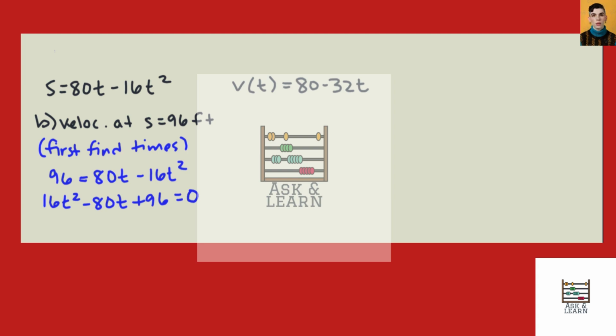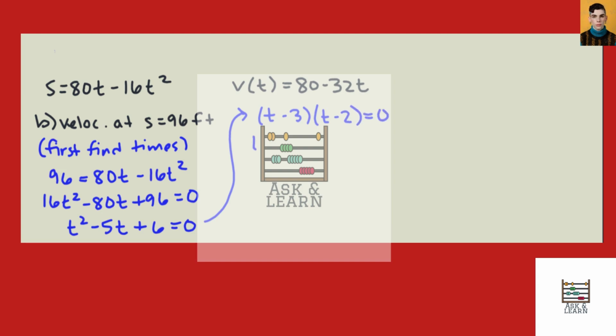And then the whole equation is divisible by 16. So we have t squared minus 5t plus 6 equals 0. And luckily that's factorable. This is our lucky day. We can factor it into t minus 3 times t minus 2. And then set each of those factors equal to 0, and we get the two times, 3 seconds and 2 seconds. Notice how those are symmetrical about the time when it was at the top. It was at the top at time 2.5. So this all makes sense coming together.